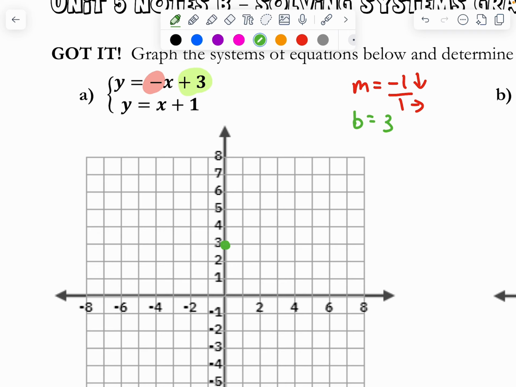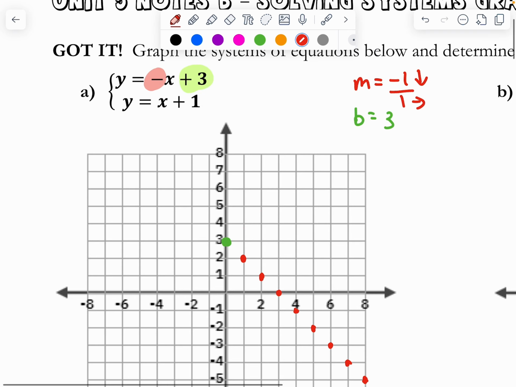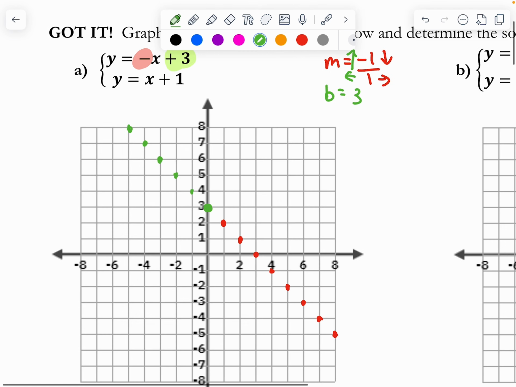So I'm going to go over to 3. That's my y-intercept, my b, and that's my first point. Now we're going to go down 1 over 1, down 1 over 1, and you can keep going. With a system, very often you want to make sure that you are making as many points as possible, and I'll show you why in a second. Not only is this down 1 over 1, but if we wanted to go the opposite direction, we go up 1, left 1, up 1, left 1. All right, let's keep going.